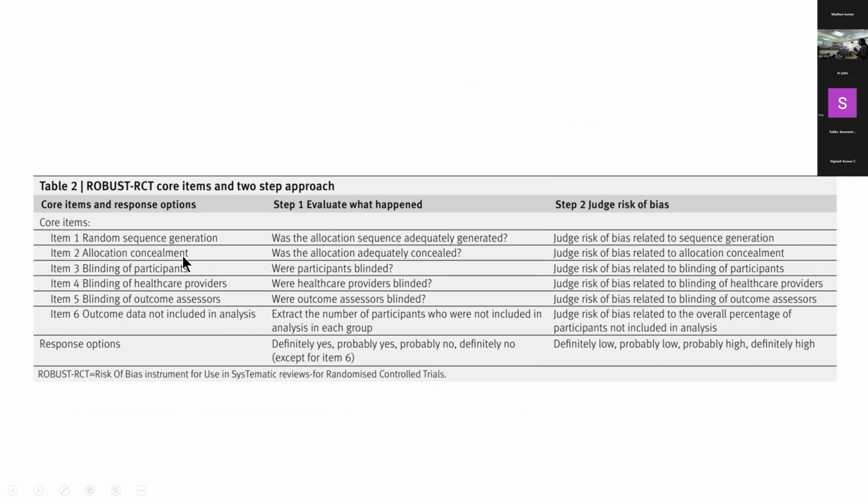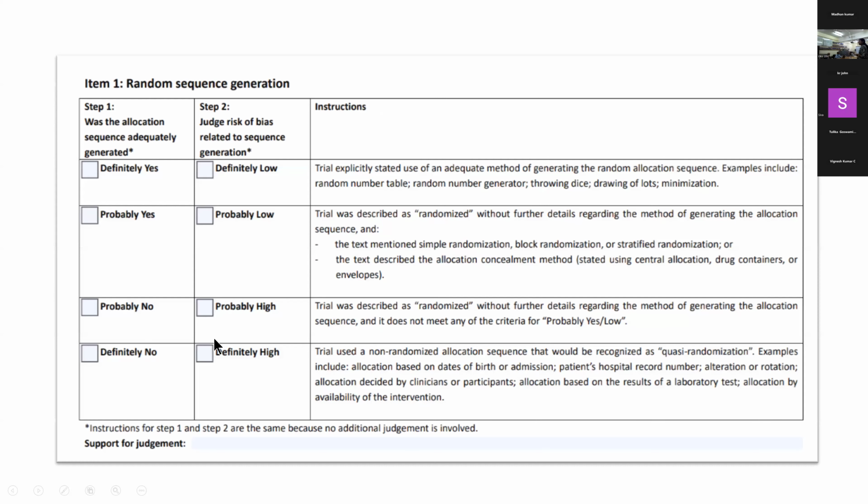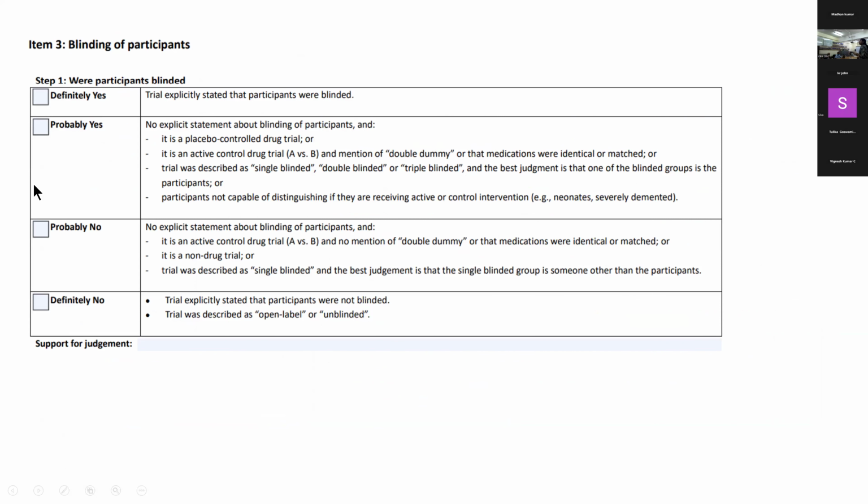First is random sequence generation, allocation concealment, blinding of participants, blinding of healthcare providers, blinding of outcome assessors, and outcome data not included in the analysis. You also have about 8 optional items which you can use. If you look at the first one, the random sequence generation, here step 1 directly feeds into step 2. For example, was the allocation sequence adequately generated? If yes, automatically your judgment will become definitely low. That is also the same for allocation sequence concealment, sorry. Now for item 3, blinding of participants. So were participants blinded?